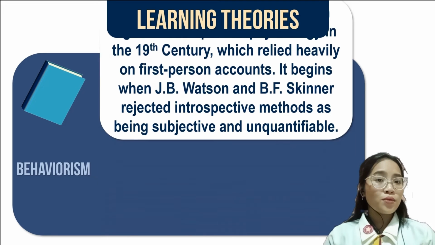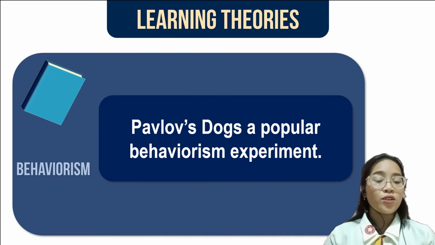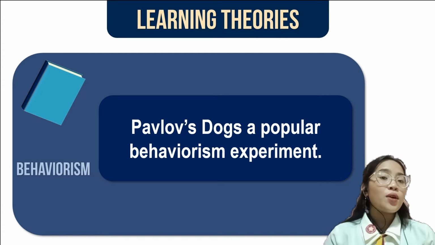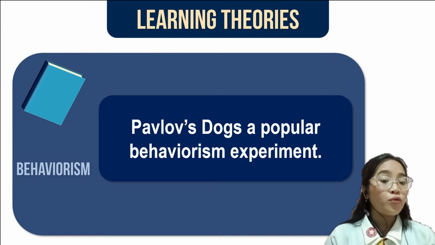So there is one most popular experiment in behaviorism. It is Pavlov's dogs. In this experiment, they trained a group of dogs on how to behave in order to get a reward. They were trained according to their needs. So, a group of dogs would hear a bell ring and then they would be given food.